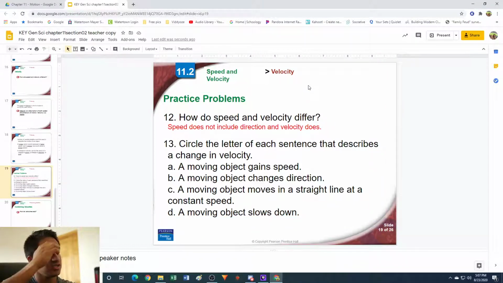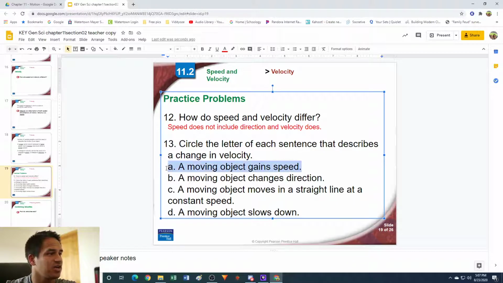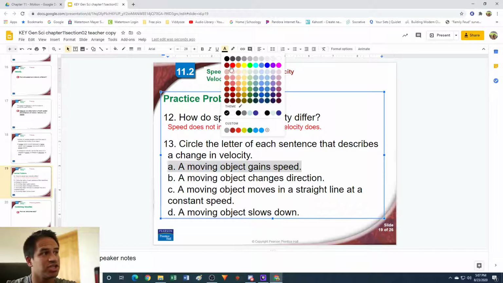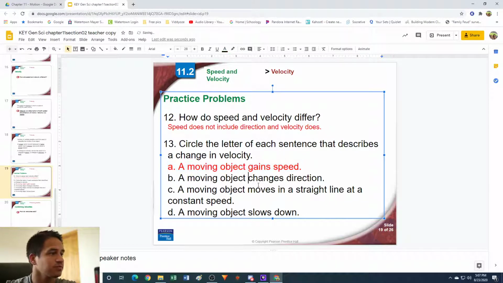Number 13, circle the letter of each sentence that describes a change in velocity. Okay, so remember that velocity is a vector. It's speed with direction. So any change in speed or any change in direction will be a change in velocity. So that means that letter A, a moving object gains speed. We're changing speed. That's a change in velocity. A moving object changes direction. That's a change in direction. That's a change in velocity.